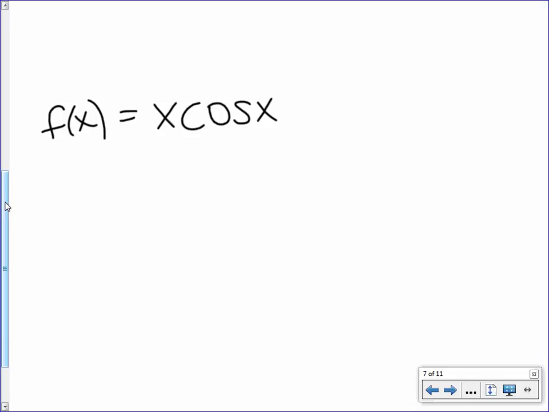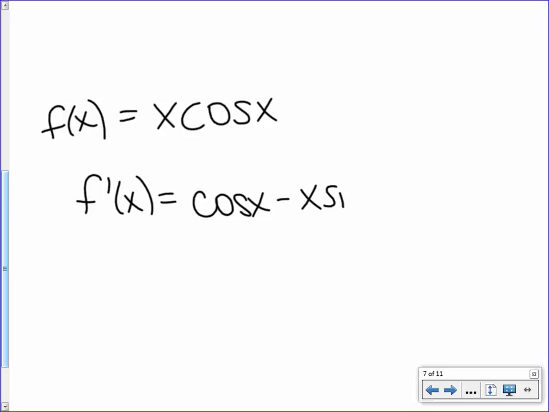Product rule. Thank you. I need you to recognize that this is a product. This is not a composition. We would have to use the product rule on this. Okay, this would need the product rule because it is a product. It would be cosine, the derivative of the first times the second, minus sine, the first times the derivative of the second.